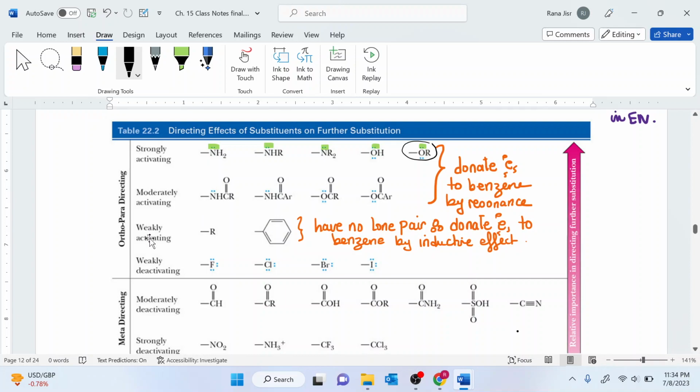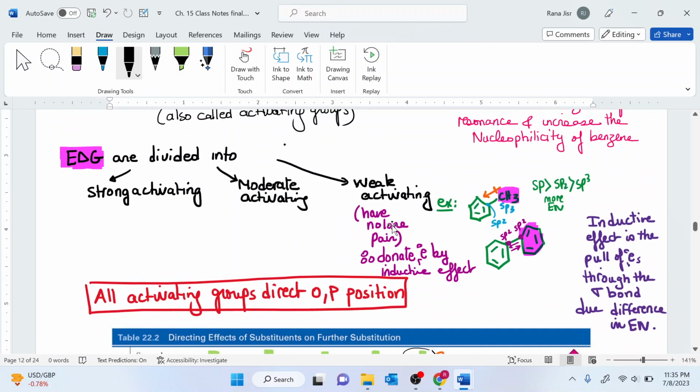For the weak activating groups, these are any sp3 hybrid carbon or any benzene. Weak activating groups have no lone pairs to donate. They only donate electrons by inductive effect. For example, over here, if I have a CH3 that is connected to the benzene, then this is going to donate electrons by inductive effect due to the difference in the electronegativity between the sp3 hybrid carbon and the sp2.